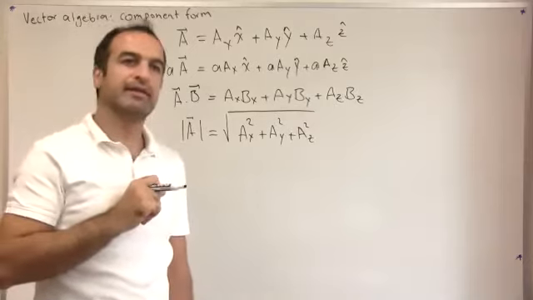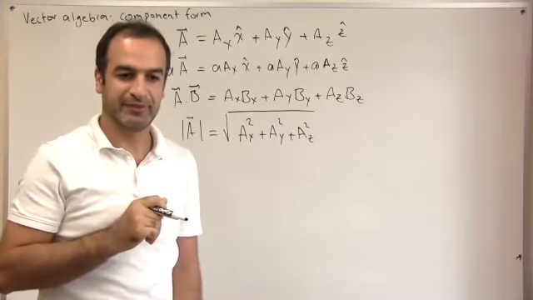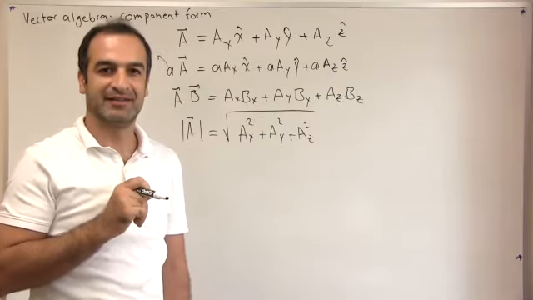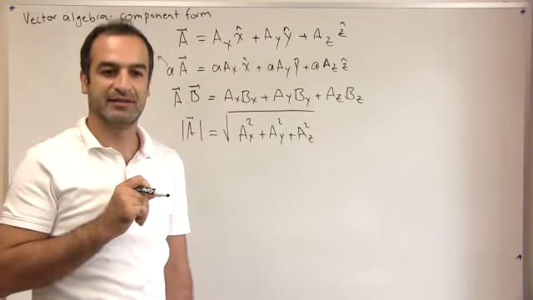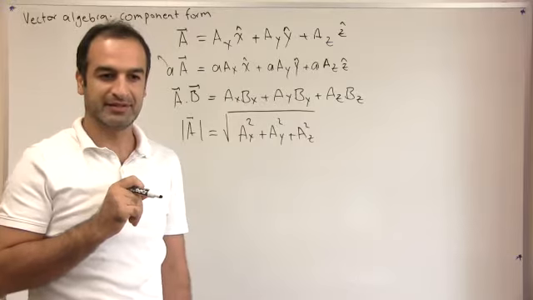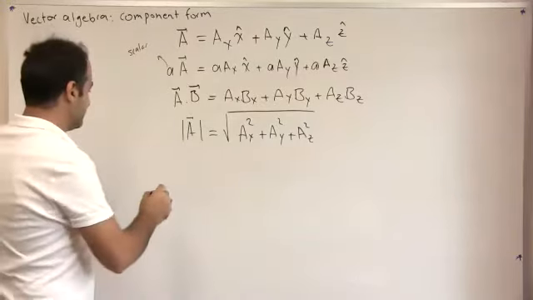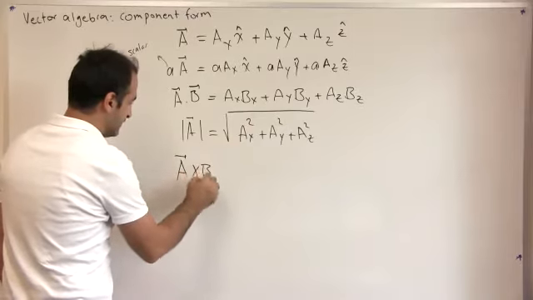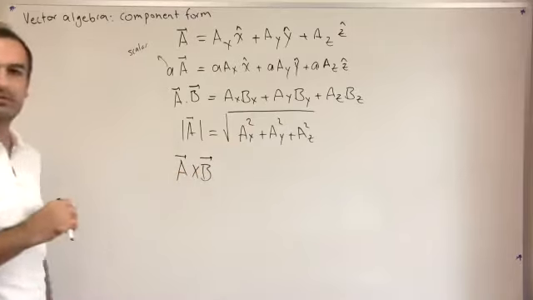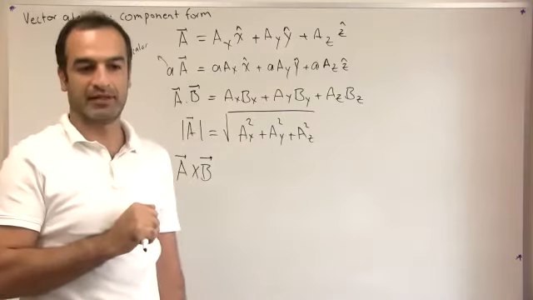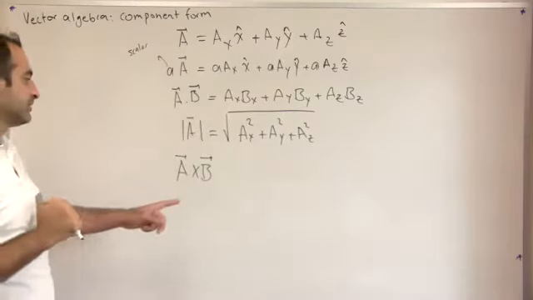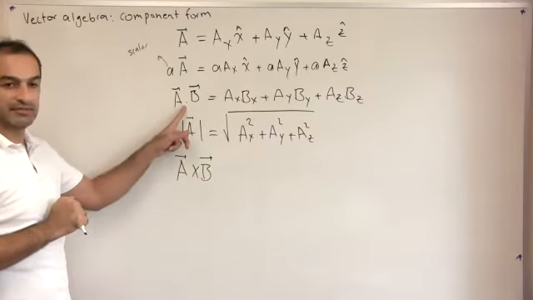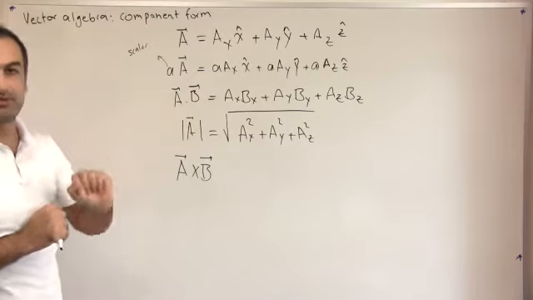How about the other product for the vectors? What was the other one? Cross product, right? So there's a very different type of vector multiplication, which is A cross B. This is called cross product or sometimes vector product. And the reason it's sometimes called vector product is that the outcome of this is a vector, unlike the dot product where the outcome is just a number, okay?